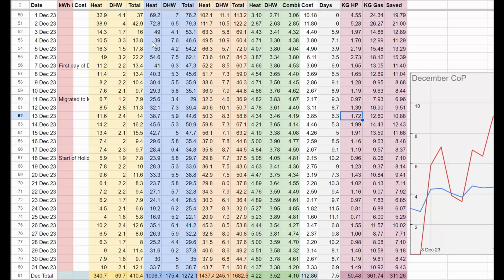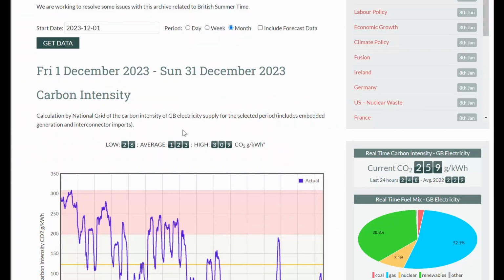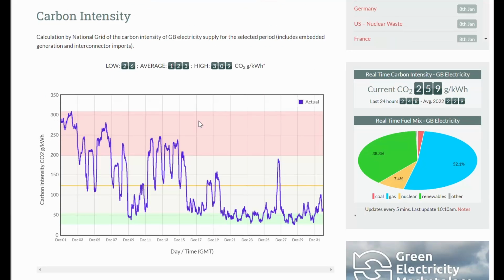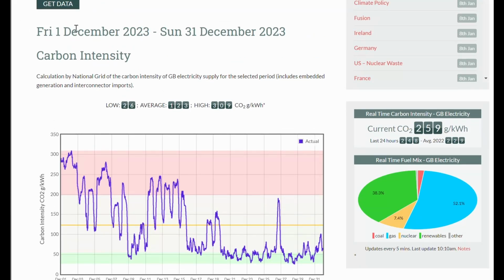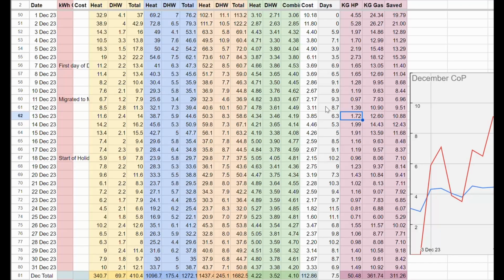You can't see the formula because of how I've set up my screenshot. What I've done is taken the electrical input that the heat pump has used and multiplied that by 0.123. Now, why 0.123? Well, on websites such as electricityinfo.org, you can get data for the grid mix, and it shows that from the 1st of December to the 31st of December, the average was 123 grams per kilowatt hour of CO2. That's why I've used 0.123. So 14 times 0.123 gives me 1.72 kilograms of CO2.